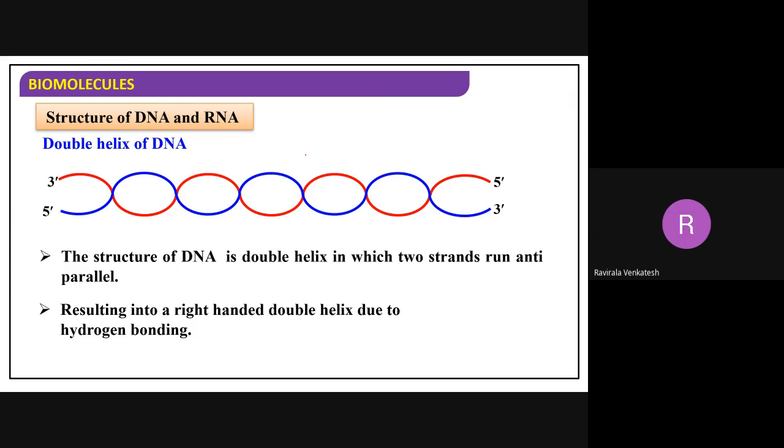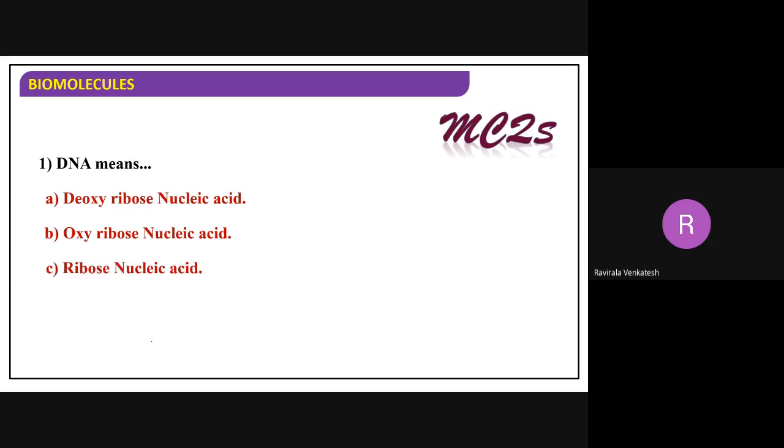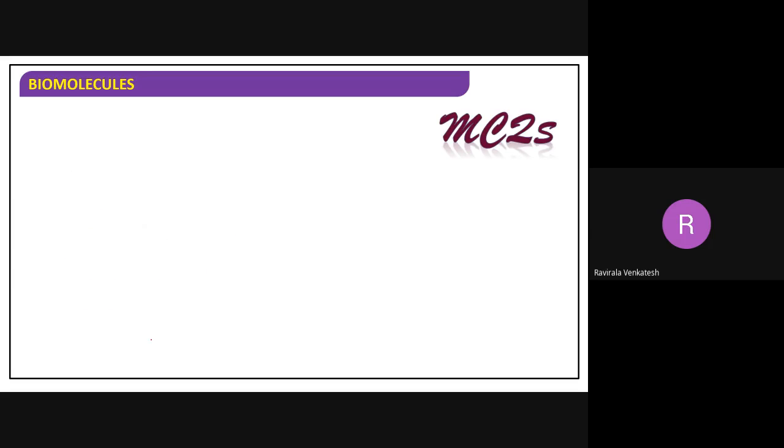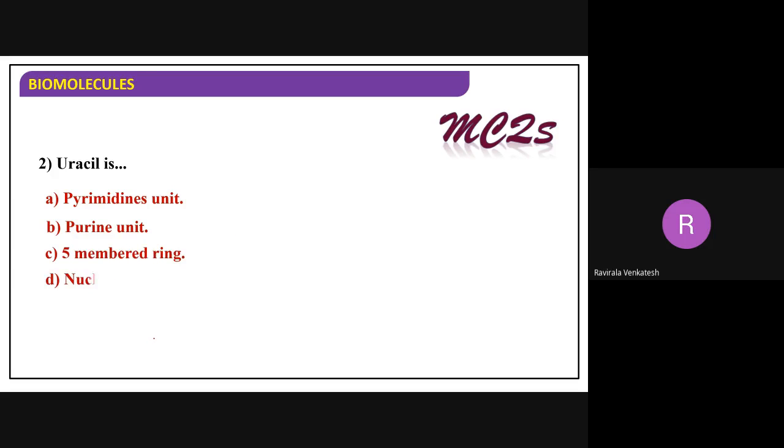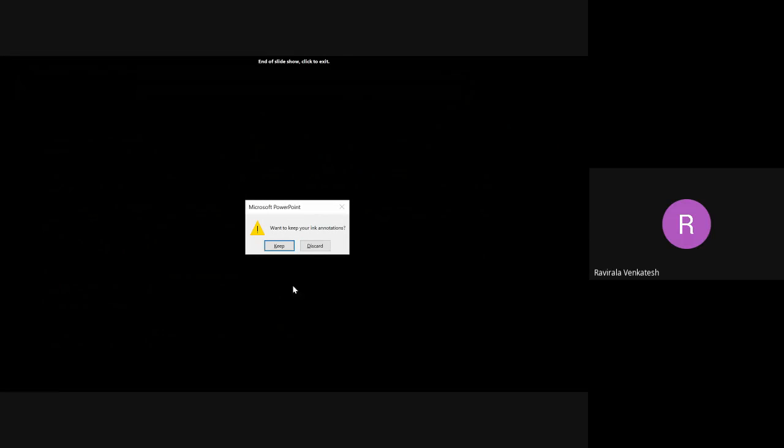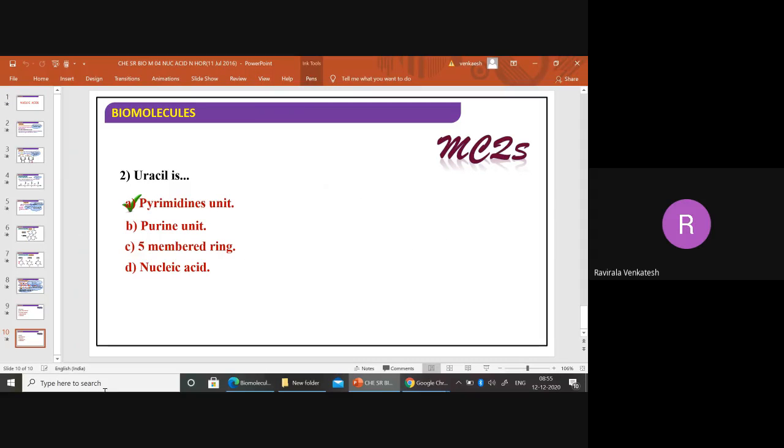The structure of DNA is double helix in which two strands run anti-parallel, something like this. One is something like this, resulting into a right-handed double helix due to hydrogen bonding. The helix, the coil, because of what? Hydrogen bonding. This one, you know, DNA means deoxy. This is no matter. Anybody? What is this? Uracil? Pyrimidine. Right, very good. Better to discuss from the textbook, because in these slides you can only make structures appear easy for you; the textbook would not appear as easy.